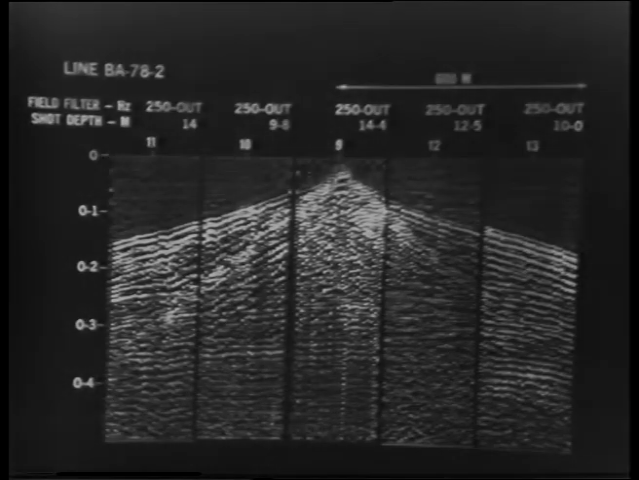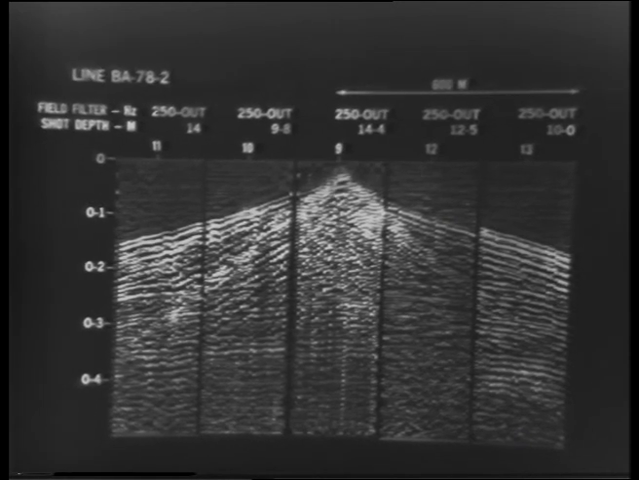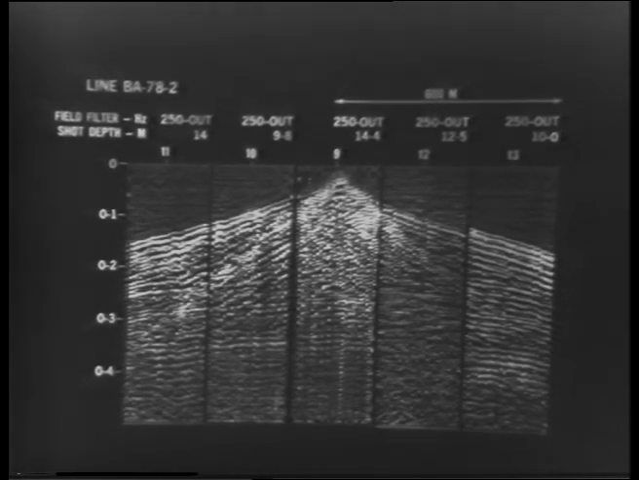This is again expanded spread, shot with charges at depth, and the depths of various shot holes are given here, 14 meters, 9.8 down to 10 meters. The sample rate was 1/4 millisecond, and the low cut in this case was 250 Hertz. And you can see reflectors with good moveout across the record, and they correspond to the ones in the previous slide.